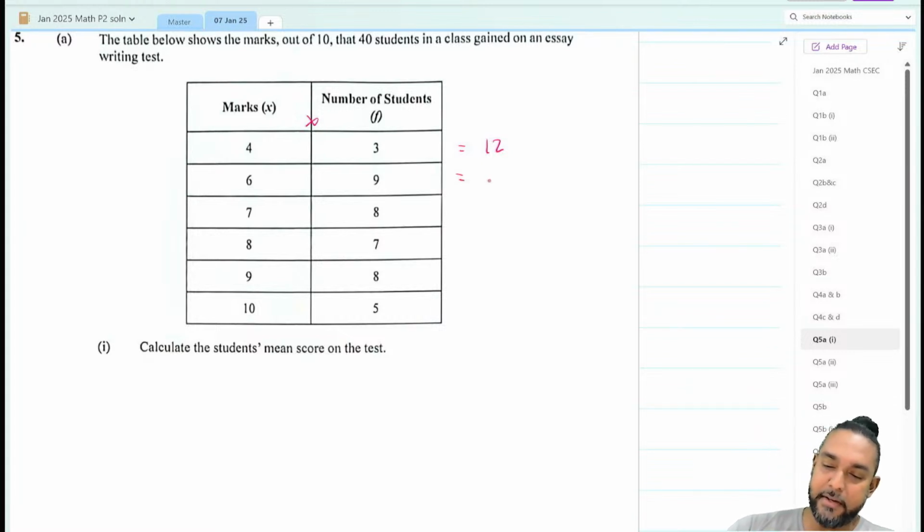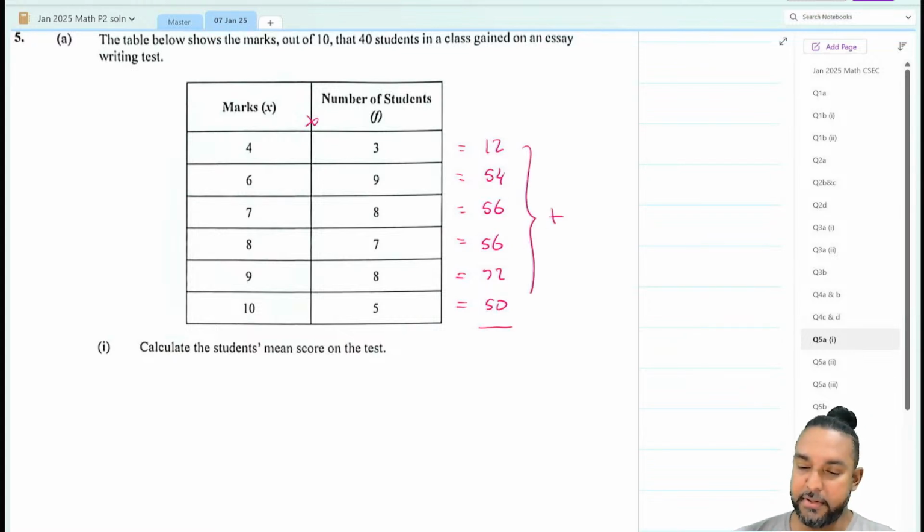6 by 9 is 54. 7 by 8 is 56. 8 by 7 is also 56. 9 by 8 is 72. 10 by 5 is 50. And we have to add all of these. 12 and 54 is 66. 66 and 56 is 122. 122 and 56 is 178. 178 and 2 is 180, and 70 is 250, and 50 is 300. I really should double check that with the calculator.